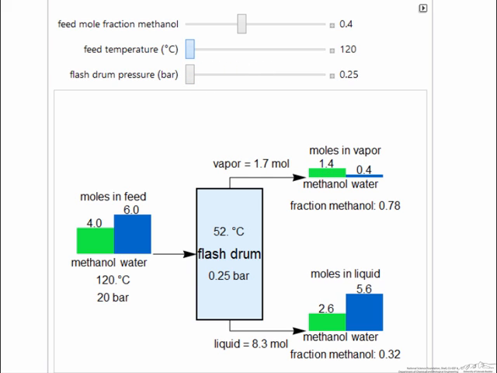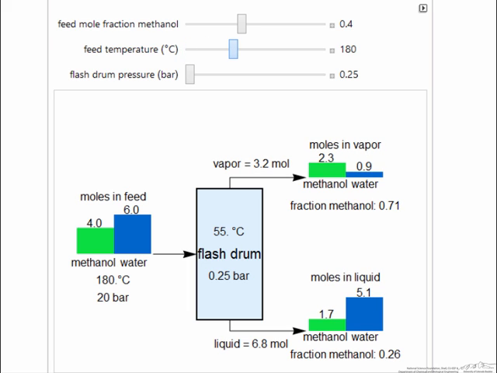And then we can raise the feed temperature, and that also results in more vapor. And so with this idea of going through a flash drum, we can see we get some separation. We get a higher concentration of methanol in the vapor phase than in the liquid phase. And the split between the two is a function of the energy balance, the mass balance, and vapor-liquid equilibrium. In this case, Raoult's law for an ideal solution.